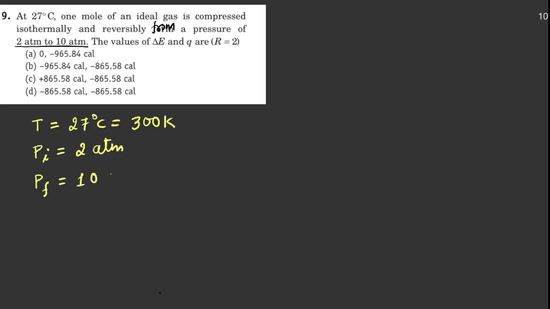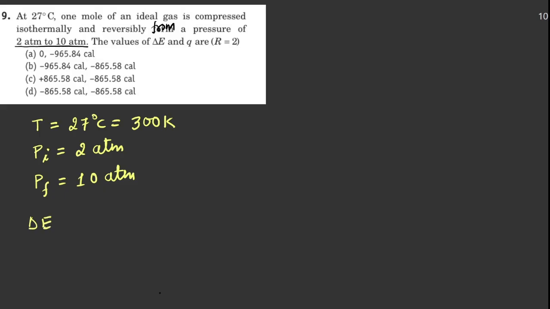Question is, at 27 degrees Celsius, 1 mole of an ideal gas is compressed isothermally and reversibly from a pressure of 2 atmosphere to 10 atmosphere. See, temperature is given. Write this temperature in Kelvin. So 27 degrees Celsius means 300 Kelvin. Initial pressure is given as 2 atmosphere and final pressure is 10 atmosphere.